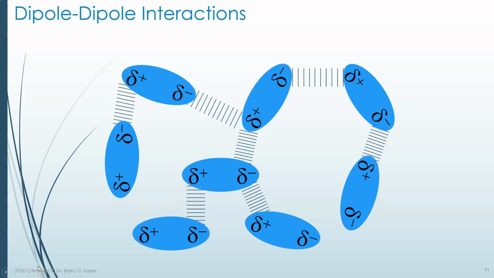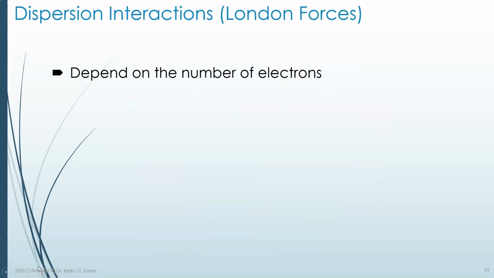They can move and find different partners, and that's what makes a liquid possible. Let's talk about dispersion forces, or London forces. These are forces that can occur with every kind of molecule, but nonpolar molecules can only use these forces. Nonpolar molecules can't take advantage of dipole-dipole, and they certainly can't take advantage of hydrogen bonds.